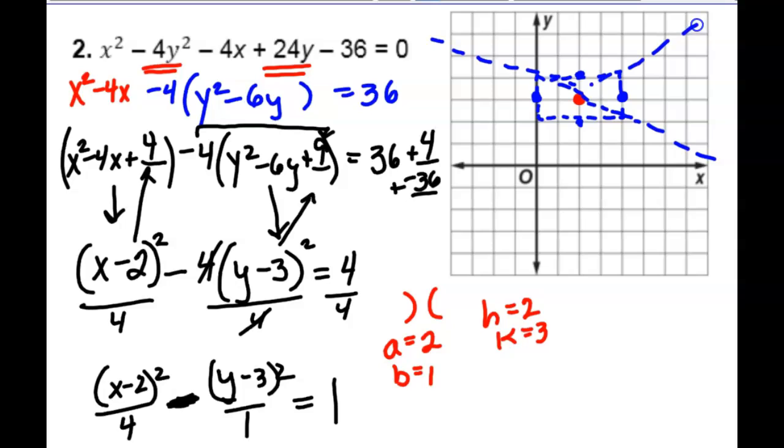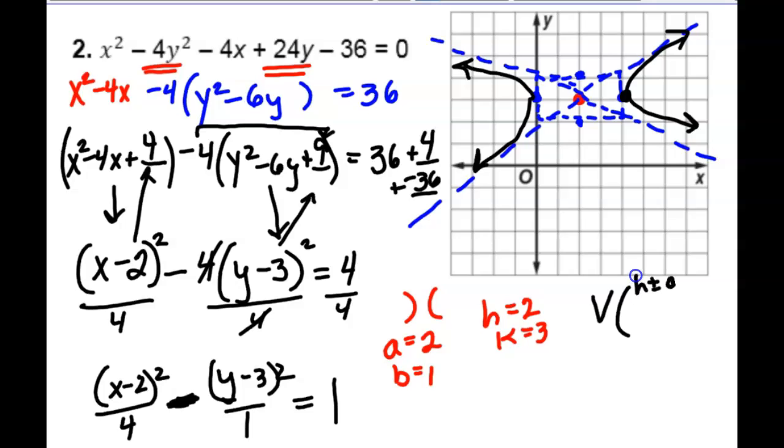Okay, those are really bad diagonals, sorry. And then you said it's opening sideways, so this is a vertex, and this is a vertex. So the vertices are at h plus or minus a, comma k, which would be 2 plus or minus 2, comma 3. So we have 0, 3, and 4, 3. Does that match with what I graphed?